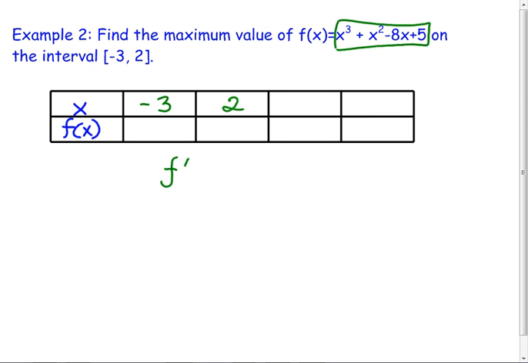No, it's a nice cubic. We know what it looks like, don't we? Cubics look like this. John Travolta. John Travolta, right?